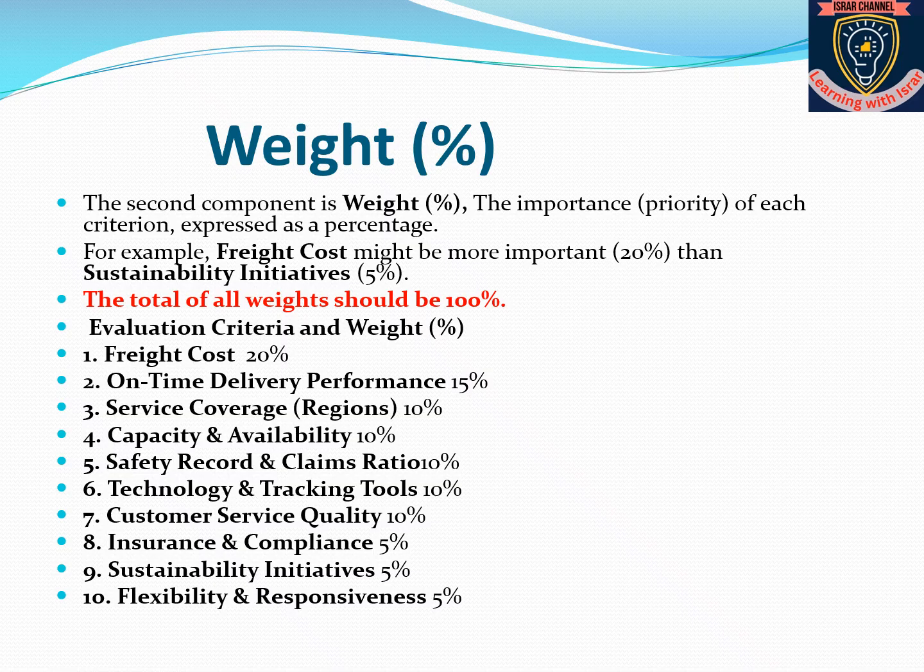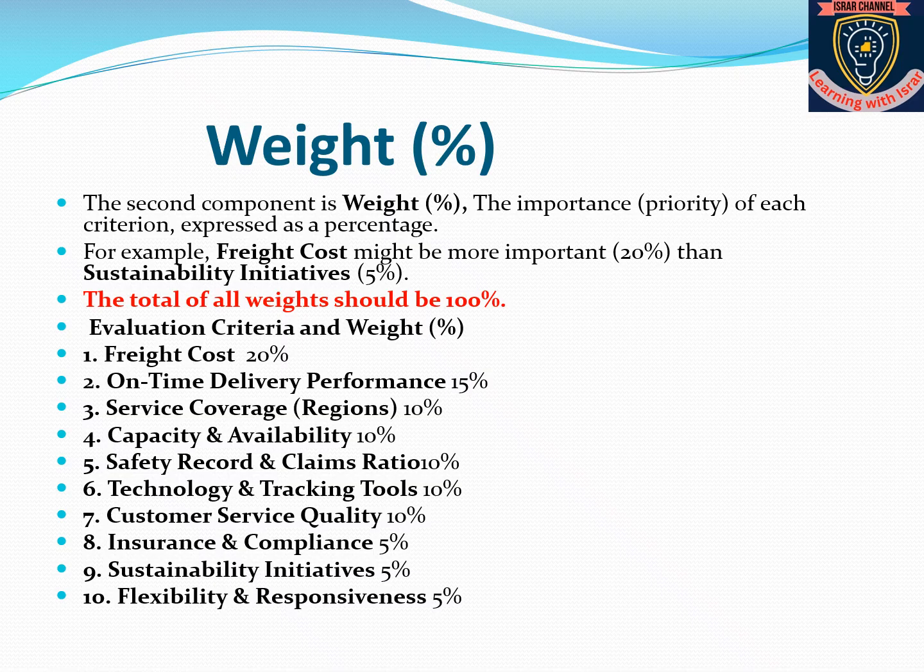The second component is weight percentage, and this percentage is given according to the importance of each criterion, expressed as a percentage. For example, freight cost might be more important and will get 20%, while sustainability initiatives will get 5%. The total of all weights should be 100%.